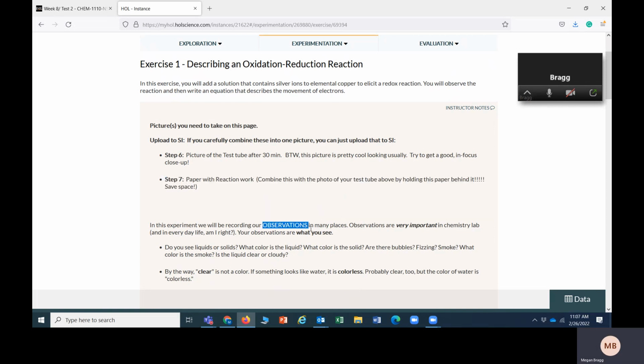Some notes on observations. So these are important in chemistry. If you see a liquid or a solid, what color is it? Either one. Are there bubbles, fizzing, smoke, smells, that kind of thing? Those are all good observations. Clear is not a color. If it's like water, then it's colorless.